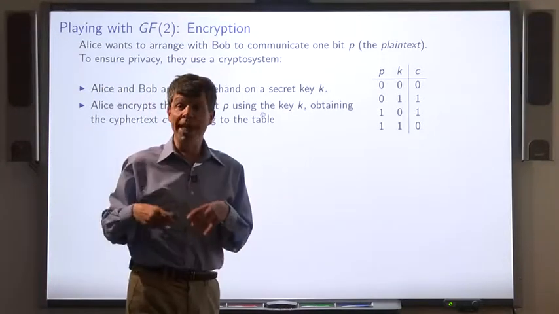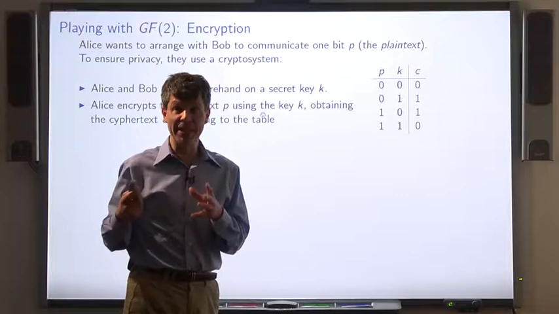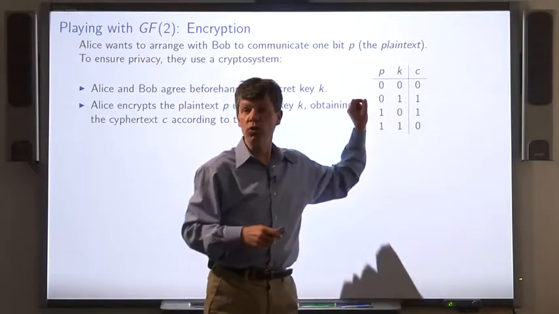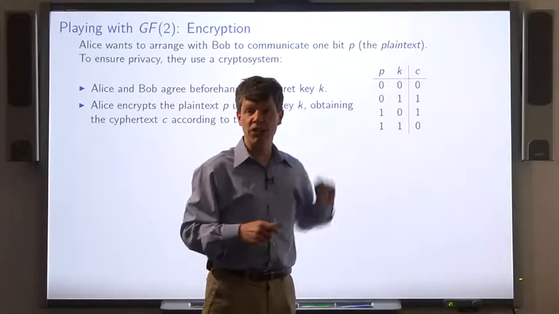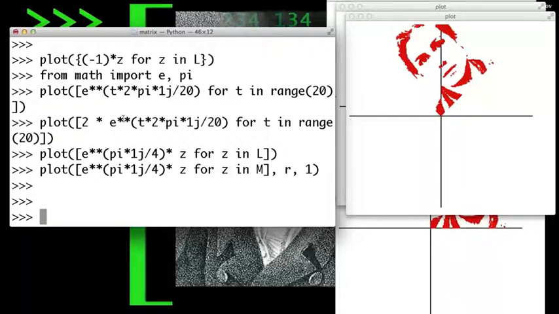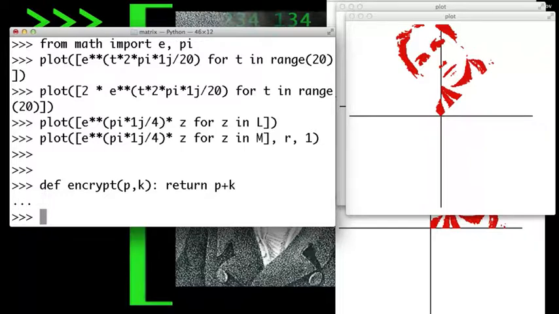And Alice will encrypt her plain text P by using this table to figure out the ciphertext C that she should transmit to Bob. By studying that encryption table, you might notice that it's really just the addition table for GF2. We can therefore implement encryption like this. And here's how we would use it.